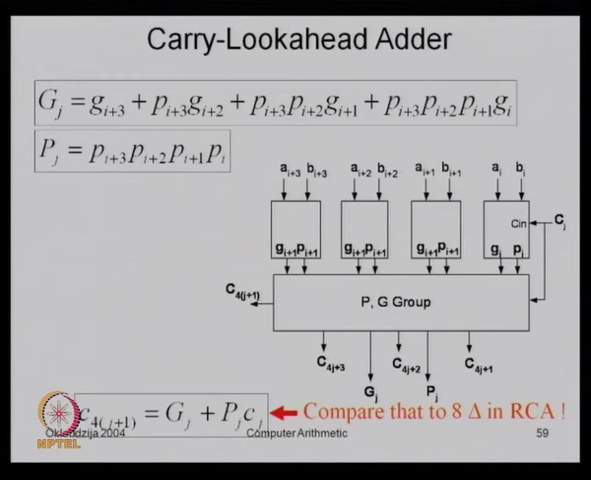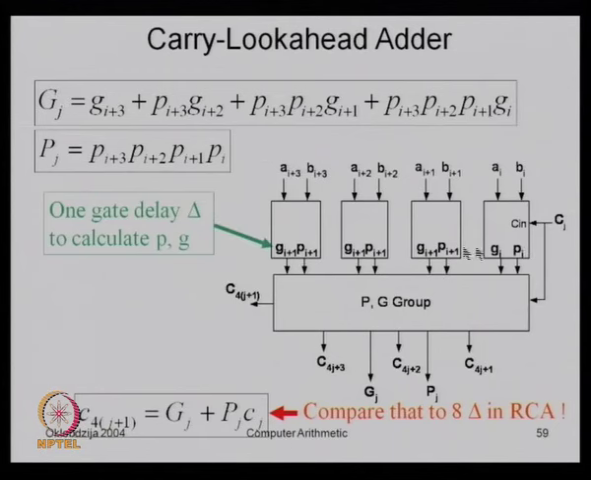So, without actually going through this, typically if you calculate this, if you have 8 stages of carry as the last one, let us say each gives a delta delay, then compared to 8 delta in RCA, this essentially is only 5 delta, as the calculation will give. Okay.